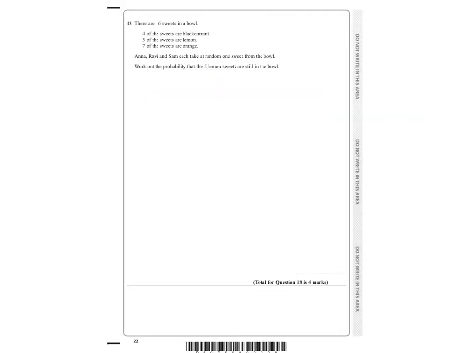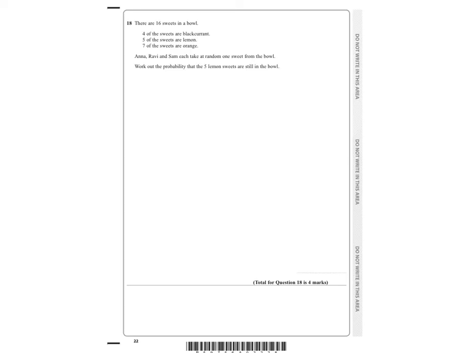Okay, question 18 is a probability question. There are 16 sweets in a bowl. 4 of the sweets are blackcurrant, 5 of the sweets are lemon, 7 of the sweets are orange. Anna, Ravi and Sam each take at random 1 sweet from the bowl. Work out the probability that the 5 lemon sweets are still in the bowl.